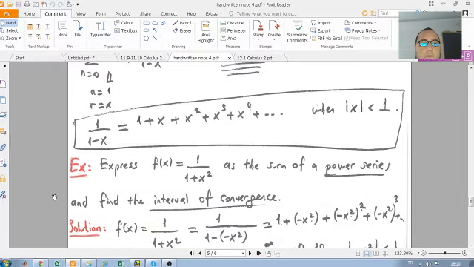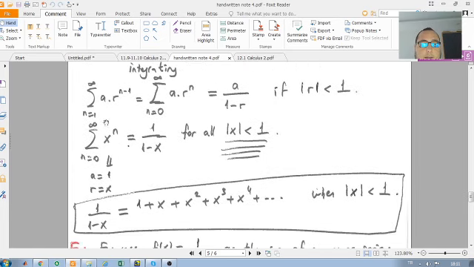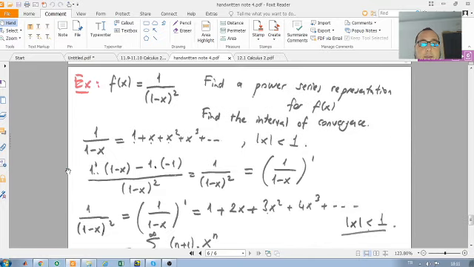We have a basic formula for this. The power series representation of the function 1 over 1 minus x is equal to 1 plus x plus x squared and so on, if the absolute value of x is less than 1. It is obtained by the geometric series. And if you remember, we did this proof in our last lesson. This is the handwritten note 4, and we did some examples about that.